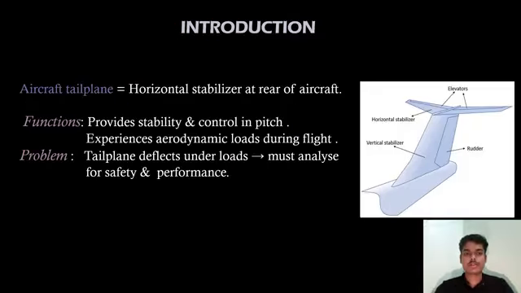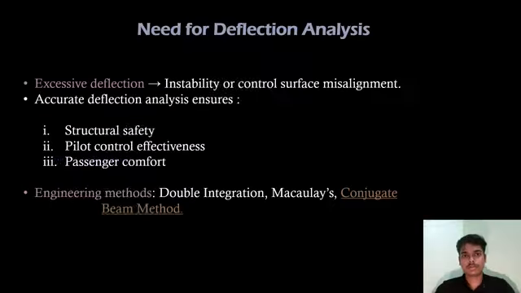Coming to an introduction to our topic, the aircraft tailplane is a horizontal stabilizer at the rear of the aircraft. Rear means at the tail side. Its functions are to provide stability and control in pitch, and it experiences aerodynamic loads during flight. The problem is that a tailplane deflects under loads, so it must be analyzed for safety and performance.